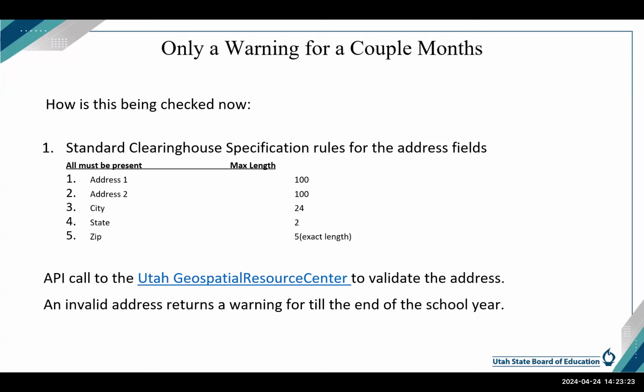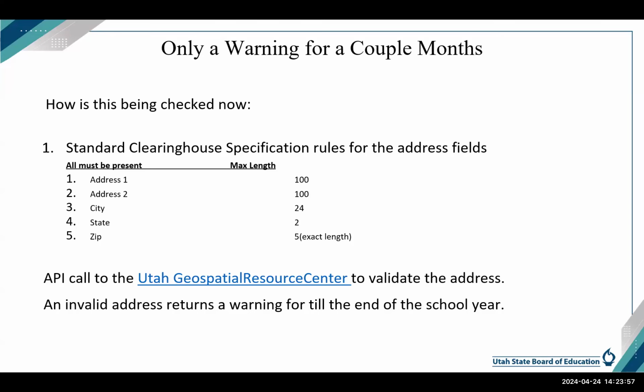Currently, this data is being checked with the standard clearinghouse data checks that say address line 1 has a max length of 100, address line 2, max length of 100. So just those default data type checks of, will this fit in the block? So very, very open there. The city, max of 24, state 2, zip an exact 5. All those things are just extremely basic, but not really covering everything of what we do today.